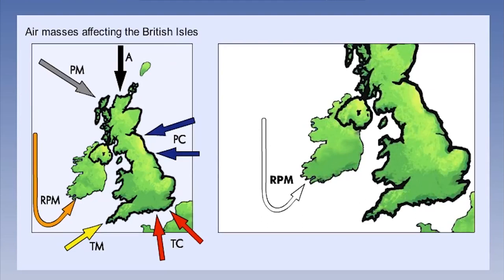Returning polar maritime. If polar maritime air takes a large southward detour down across the Atlantic before returning northeastwards again towards Europe, we call it returning polar maritime air. It is distinct enough to have a classification all on its own. It is initially stable, but as it moves south it becomes unstable, with plenty of moisture gathered on its passage over the ocean. It is a cloudy air mass, generally unstable, with cumulus, cumulonimbus and even thunderstorm activity.